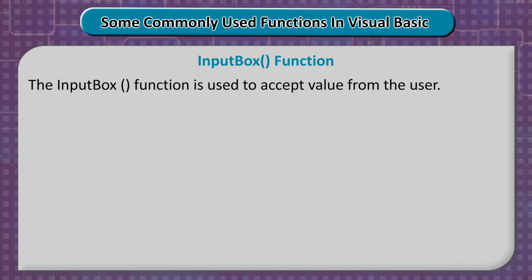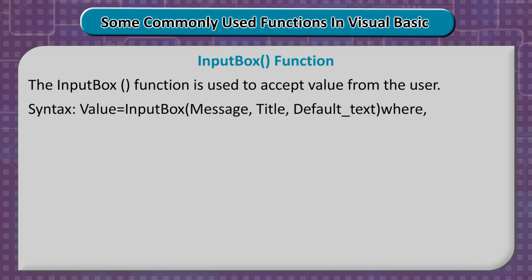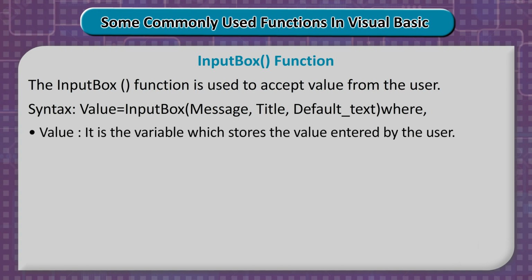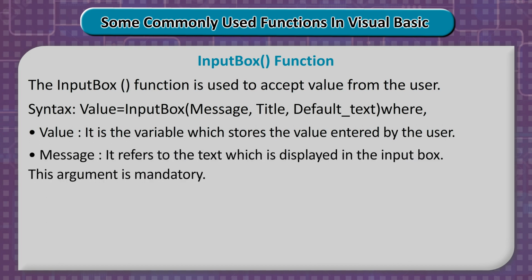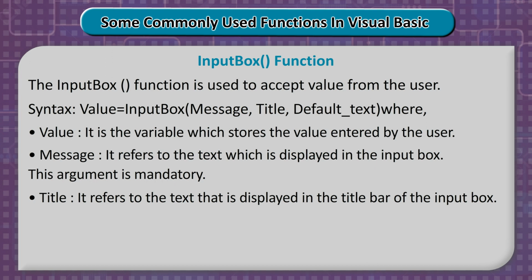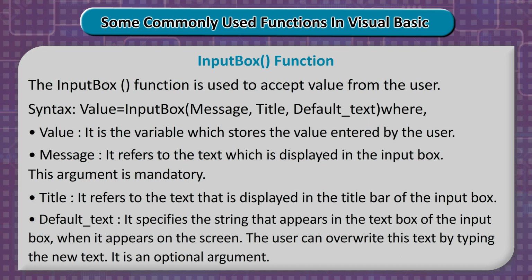Input box function. The input box function is used to accept value from the user. Syntax: value = InputBox(message, title, default text), where value is the variable which stores the value entered by the user. Message refers to the text which is displayed in the input box. This argument is mandatory. Title refers to the text that is displayed in the title bar of the input box. Default text specifies the string that appears in the text box of the input box. When it appears on the screen, the user can override this text by typing the new text. It is an optional argument.